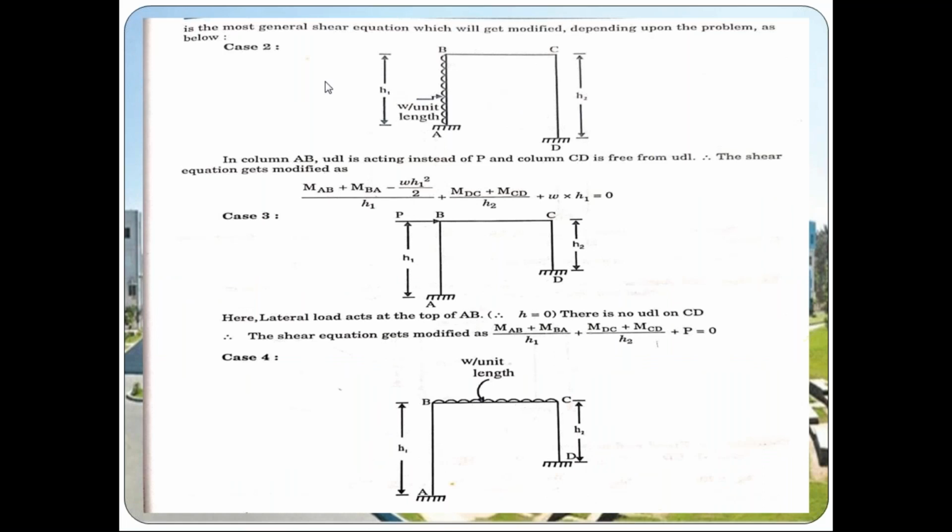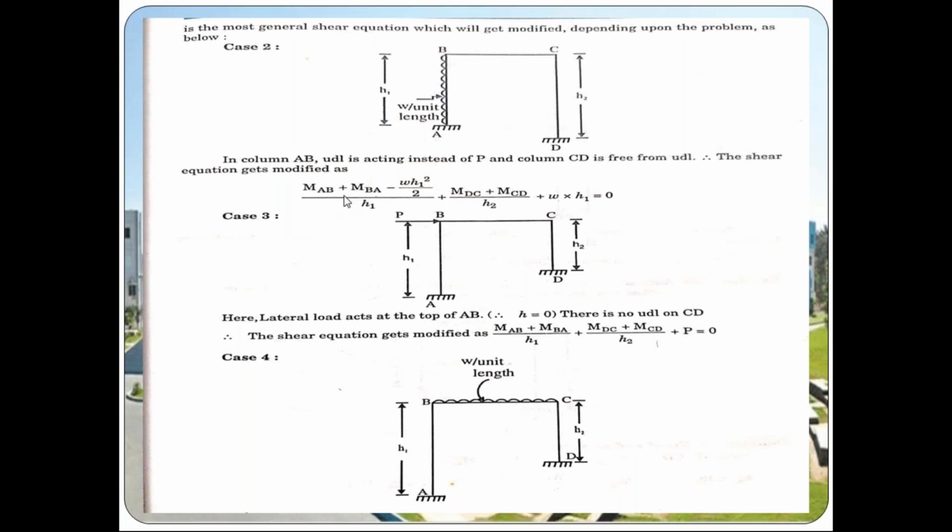So next we'll see case 2. Case 2 is a frame in which we have only one load, in span AB. Frame means three members: AB, BC, CD. In that, only column AB has loads. In case 1 both columns had loads, but in case 2 only column AB has loads. It may be a UDL or a point load or some other loads. This type of problem comes under case 2.